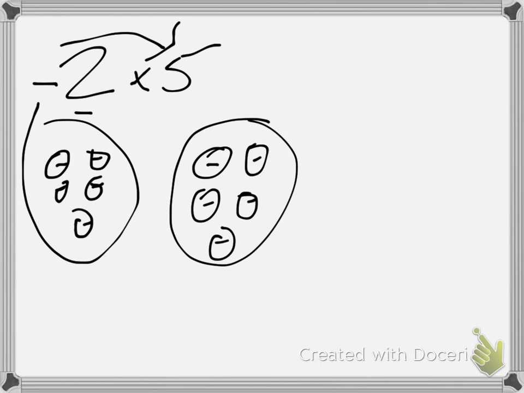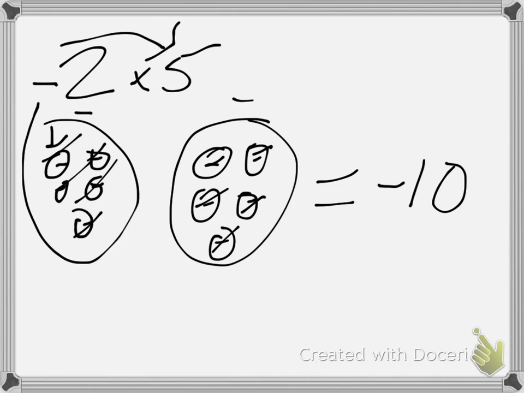We have a negative group here and a negative group here, and if we just go back to what multiplication is, which is a faster way to add, we've got 2 negative groups of 5 chips inside, and we've got negative 10. So if we counted each of these up, there's negative 1, 2, 3, 4, 5, 6, 7, 8, 9, 10, and we've got a negative 10 as our answer.